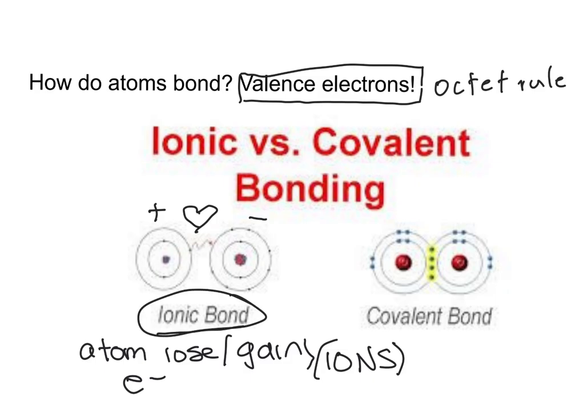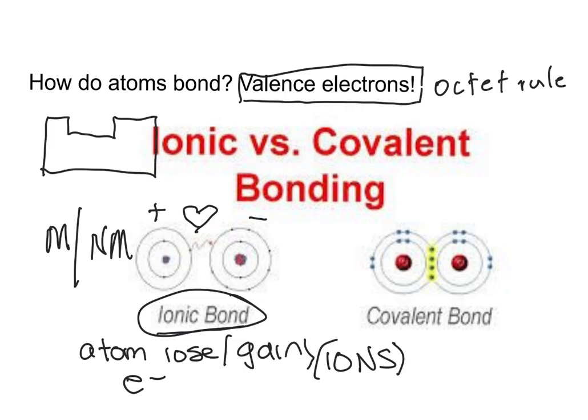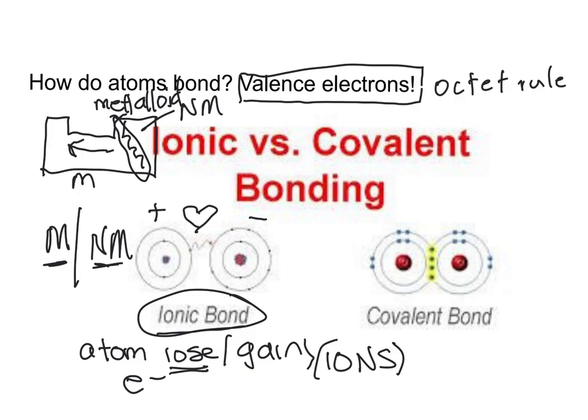Now, these kinds of bonds are always going to be between metals and nonmetals. So just to give you a review of the periodic table, there's that stair step that shoots through it. Everything on this side is a metal, everything on this side is a nonmetal, and the things along the stair steps are what we call metalloids. So this is going to be between a metal and a nonmetal. The metal is going to lose electrons and become positive. The nonmetal will gain the electrons and become negative, and then that attraction occurs between the two of them.